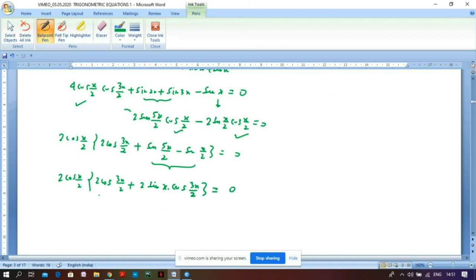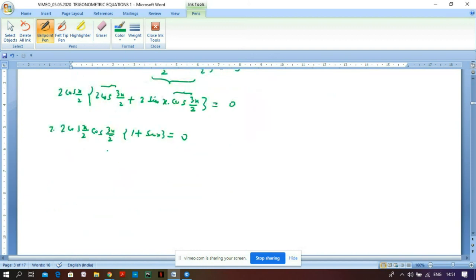Again, cos 3x by 2 is common. So cos x by 2 and 2 cos are common. So this is 2 into 2 cos 3x over 2, and then I'm left with 1 plus sin x equals 0. And then we have got 3 factors.